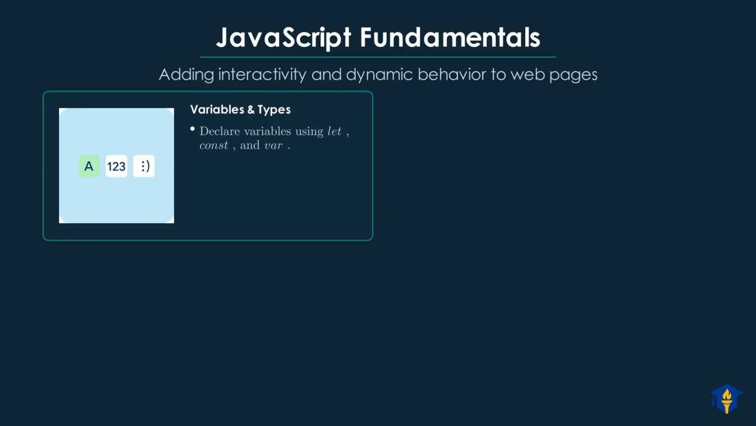You can declare variables using let, const, and var, each with specific scoping rules. JavaScript allows you to work with various data types, including primitive types, arrays, and objects.